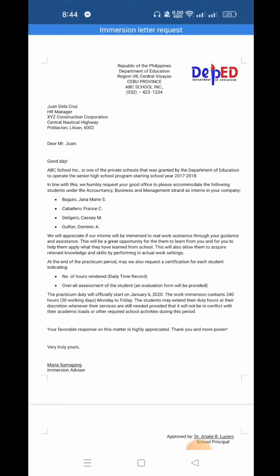And then indicate the names of the students that you will assign in the company. For example, these are just examples. The names here, by the way, are just examples. Any resemblance to a real identity is just a coincidence. It isn't really my intention to include names here that are real. So these are just examples.